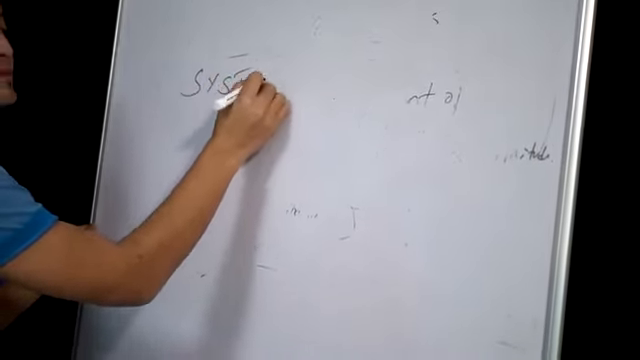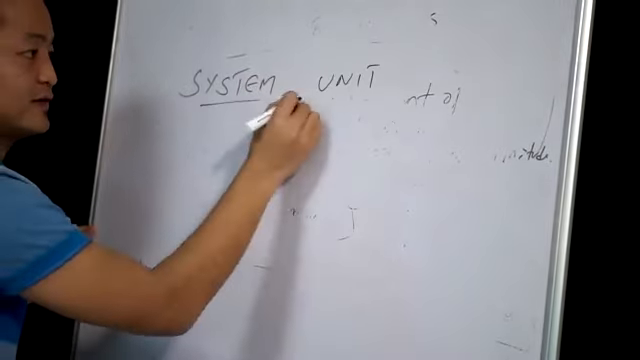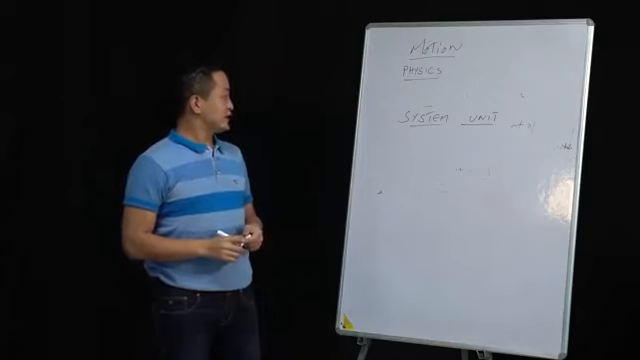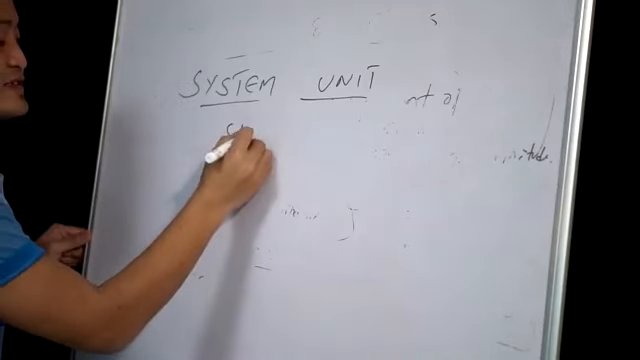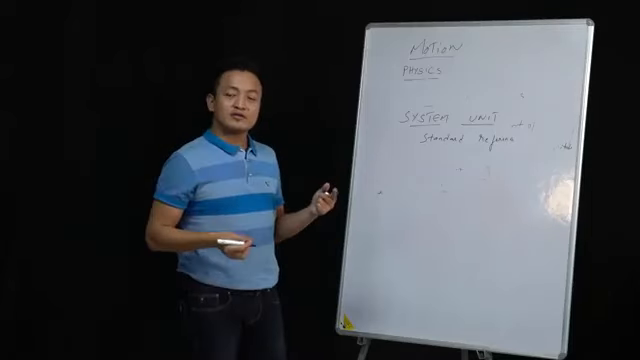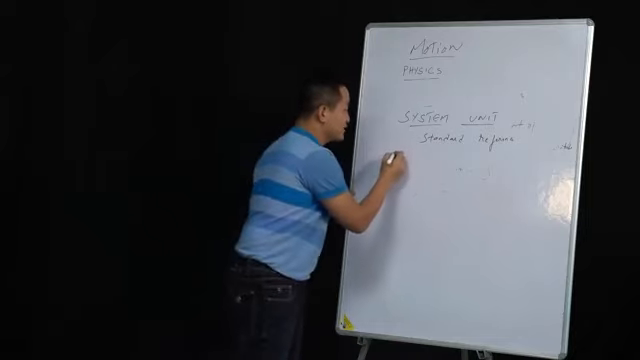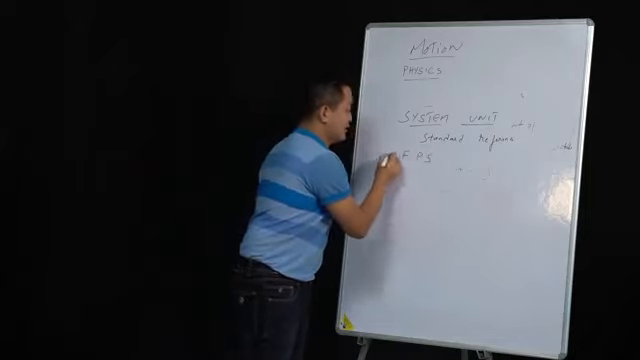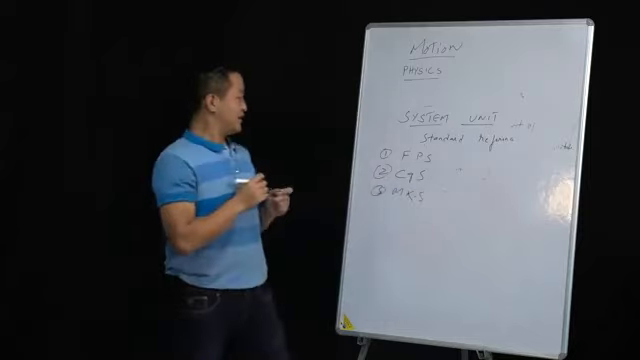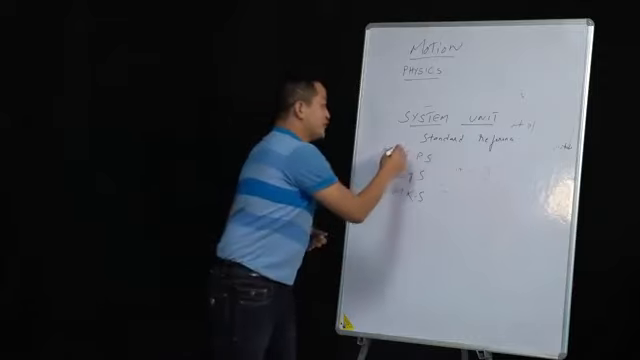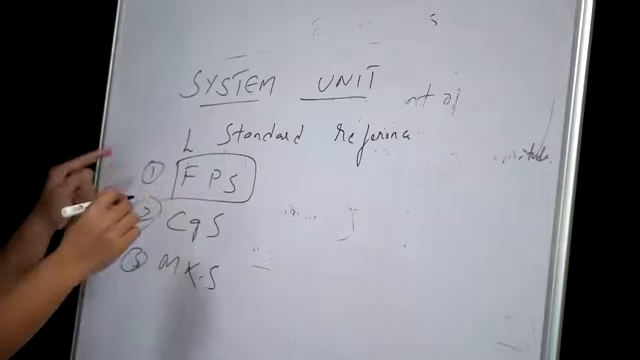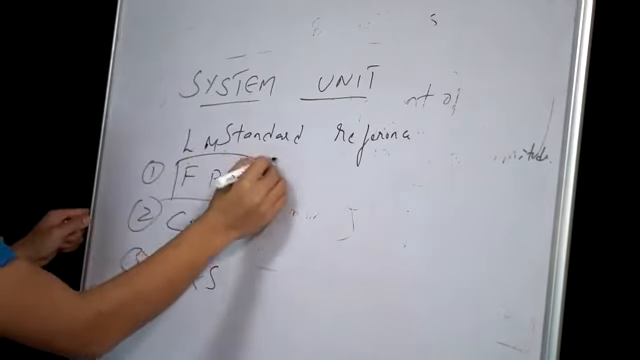Clear, students? System of units. In physics, we have different units, and these units are very important. So these units are a standard reference. Clear? A standard reference. And before, there were various systems of units, like FPS, the second is CGS, the third is MKS. So the first one, FPS. FPS is foot, pound, seconds. So this is for the length, this is for the mass, and this is for the time.